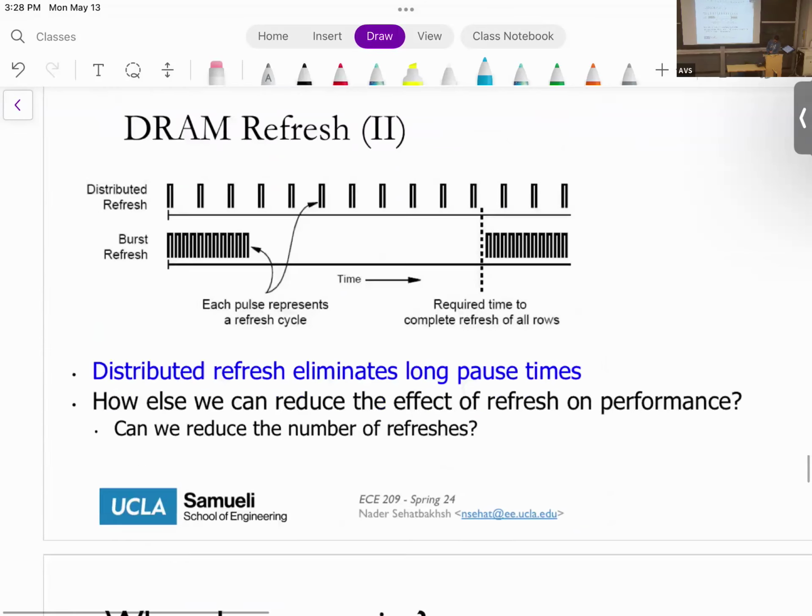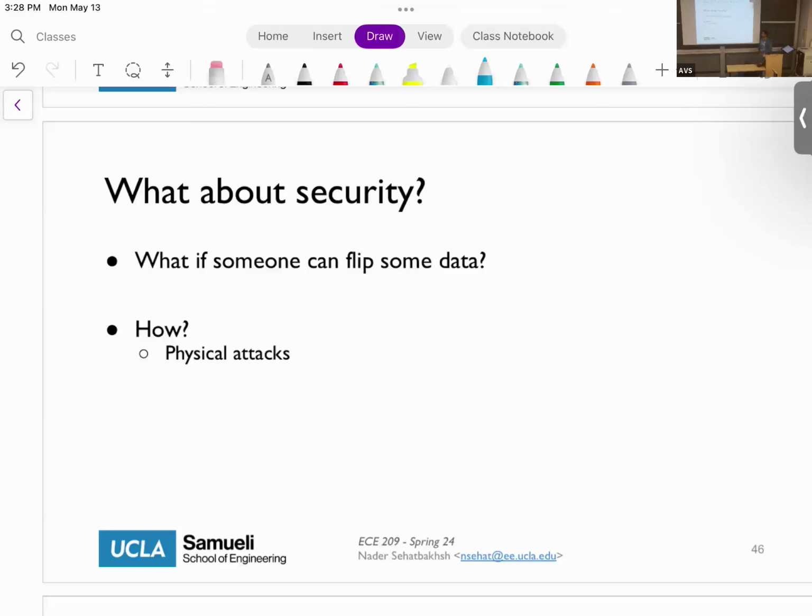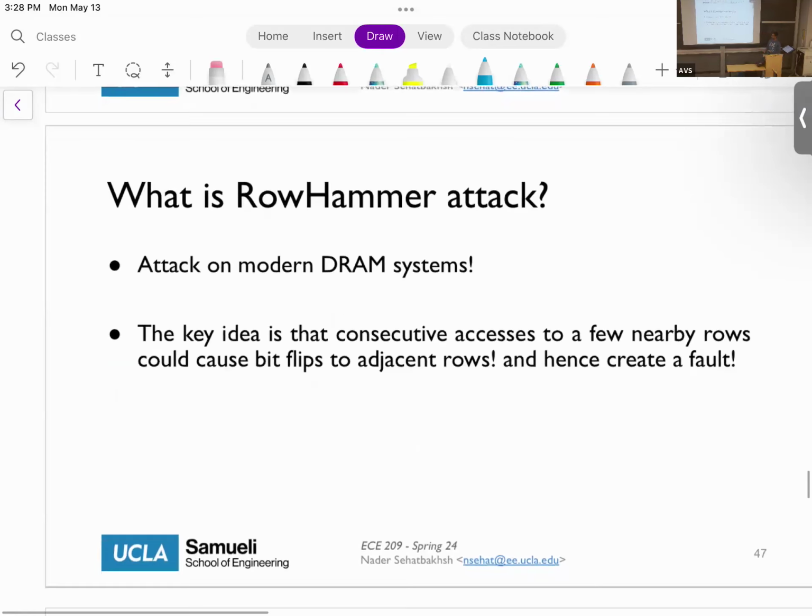All right, so let me talk about security as well. The main question about DRAM is, what if someone can flip random bits in my DRAM? This could be possible by physical attacks, where one can change the environmental conditions of the system in order to do that. The main example, which has gotten a lot of attention these days, is the problem we call row hammer.